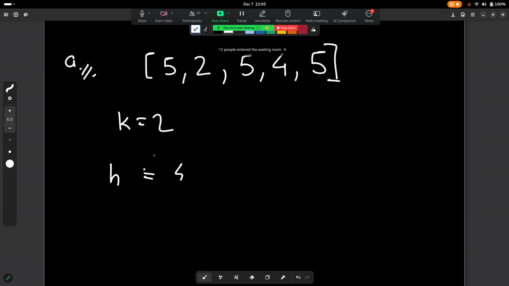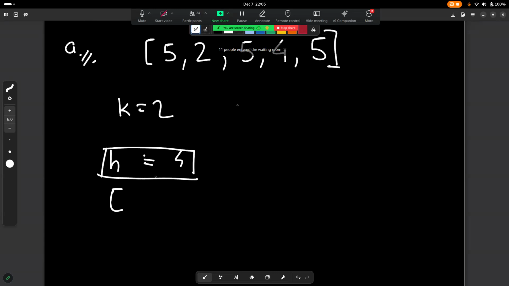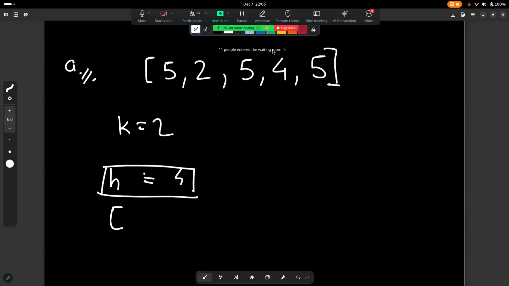So this is our nums array, and we have to see which elements are strictly greater than 4 if we consider the operation with h equal to 4. Now we can see that 5 is greater than 4, 2 is not greater than 4, 2 is less than or equal to 4, 5 is again greater than 4, and 4 is not greater than 4, 4 is equal to 4, and 5 is greater than 4.